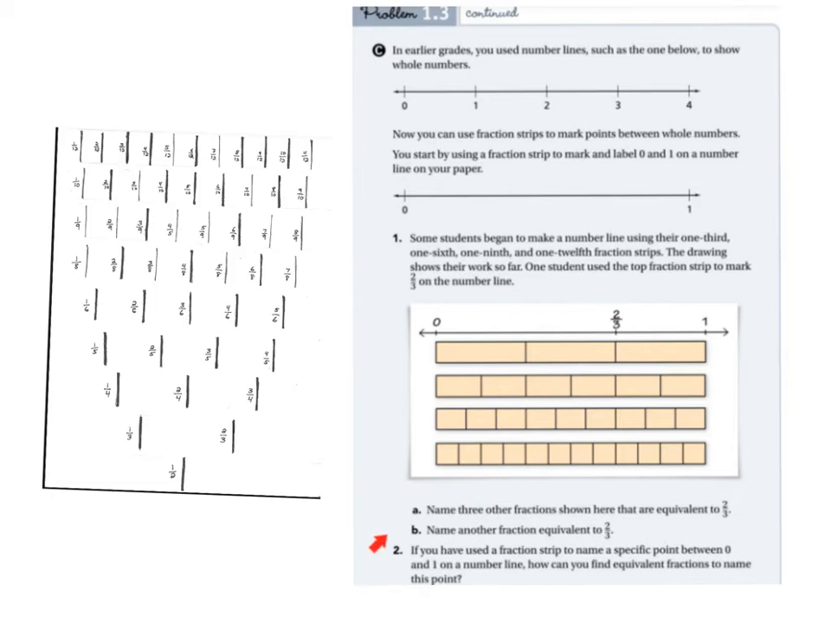If you have used a fraction strip to name a specific point between 0 and 1 on a number line, how can you find equivalent fractions for the same point? So if we know that this is 1/3, how do we figure out what these fractions are? Wouldn't we figure out what the whole is divided into? In this case, it's 1, 2, 3, 4, 5, 6, and then count 1, 2, 2/6 lines up with 1/3.